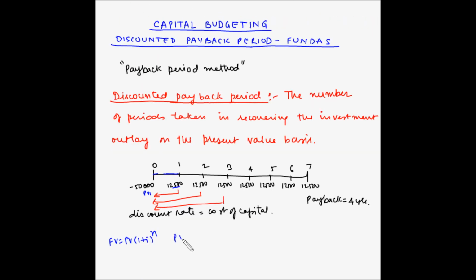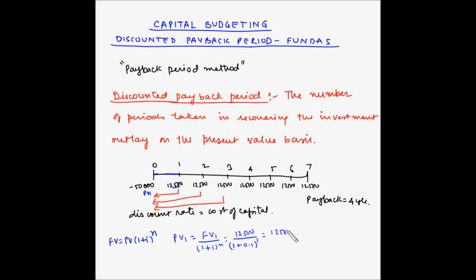So PV1 will be equal to FV1 divided by 1 plus I to the power n. FV1 is 12,500 divided by 1 plus, now I is the rate of interest, which is 10%, or 10 divided by 100, which is 0.1, to the power n. So here the tenure is 1.